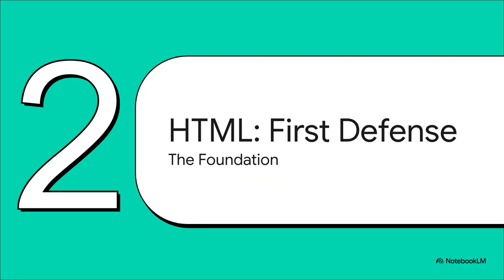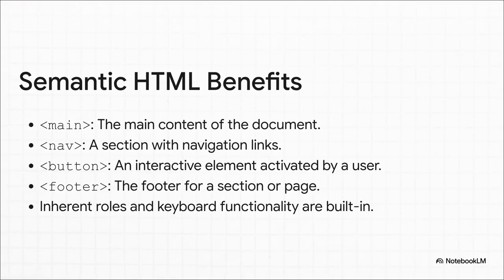Right, so these holes in the accessibility map are the real enemy here. It makes sense then that the best way to win is to just not create the holes in the first place. And that's why our first line of defense always is plain old native HTML. Before you reach for any fancy tools, you've got to get the basics right. Honestly, using semantic HTML, things like main for your main content, nav for navigation, or a real button for a button, is the easiest and most rock-solid way to build accessible sites.